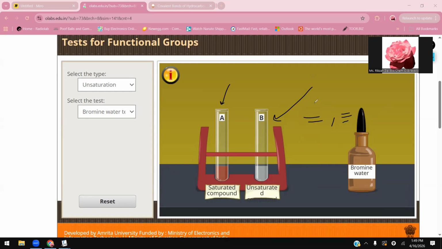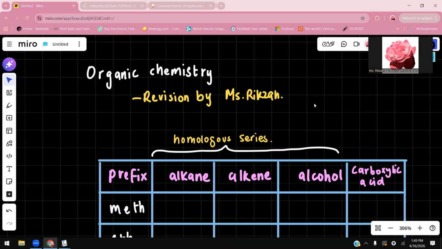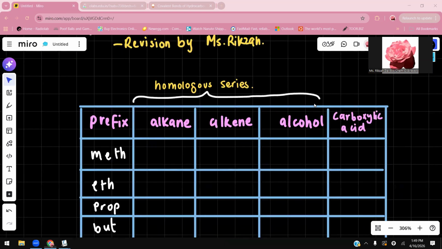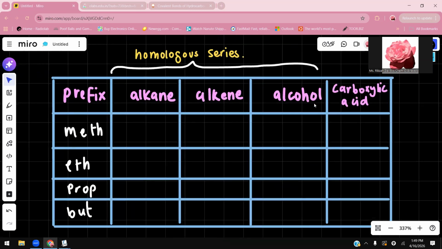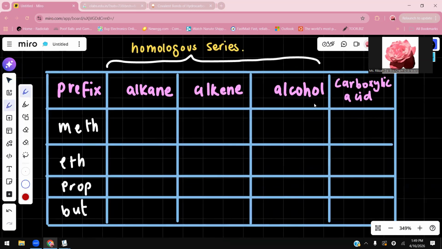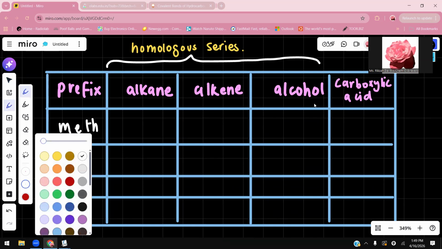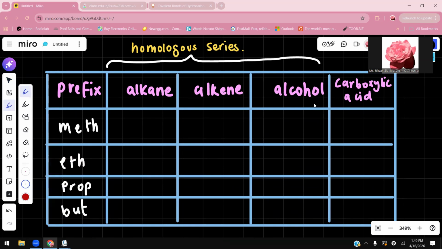Now moving on. Let's look at different families and draw the structures together. अच्छा जी. We have जैसे उर्दू में काउंटिंग होती है ना, उस तरह केमिस्ट्री में भी होती है. Meth 1, eth 2, prop 3, but 4, pent 5, so on and so forth. And these prefixes determine what we're looking at. अब वो carbon chain आपकी कितनी लंबी है.